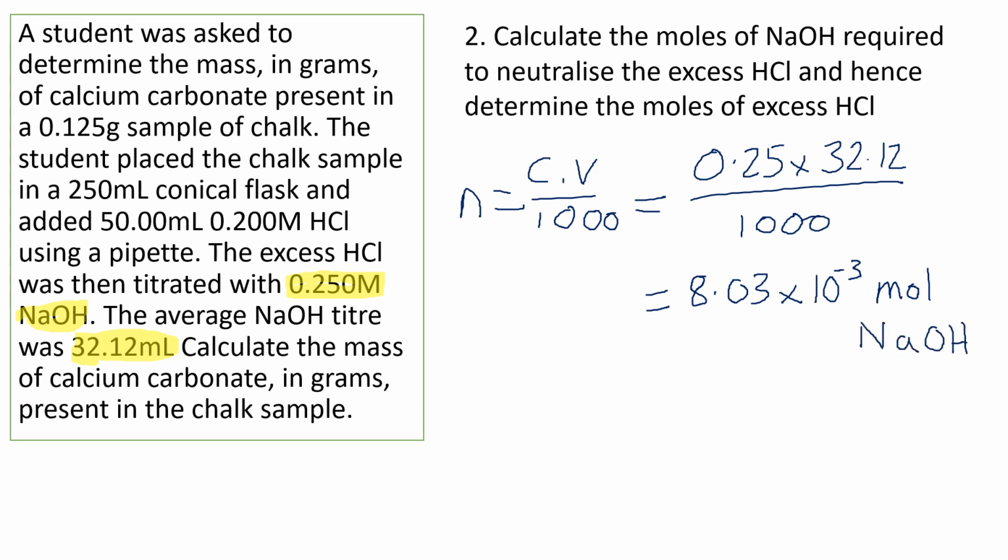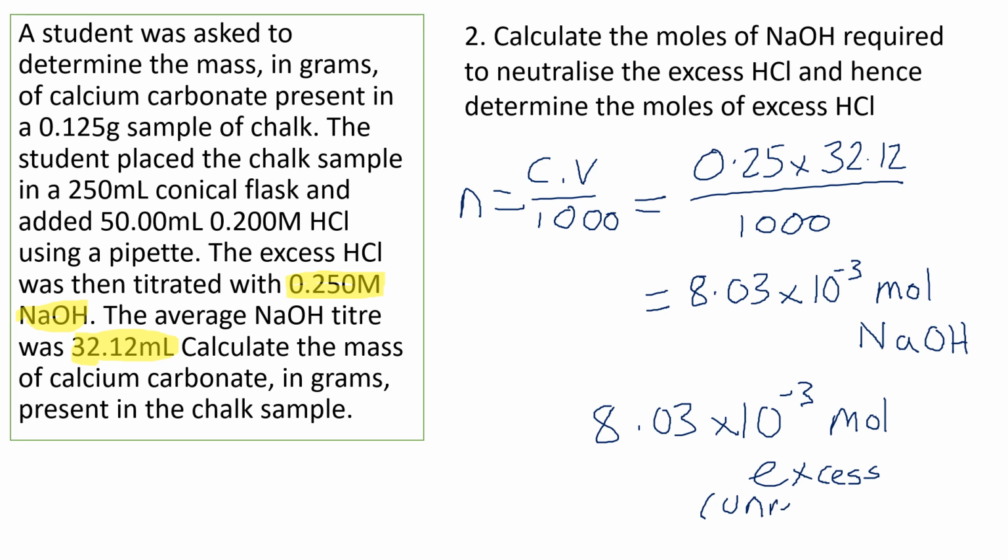And if we go back a slide, which it's not letting me do, but never mind, on the previous section in the video, we saw that the NaOH reacts with the HCl in a 1:1 ratio, and therefore we have 8.03 times 10 to the minus 3 moles of excess or unreacted HCl. So we will come back to this number.